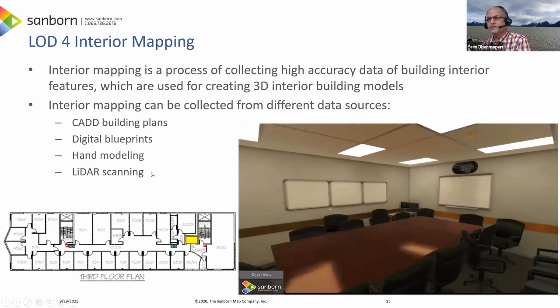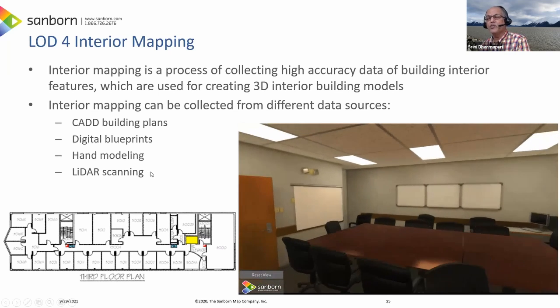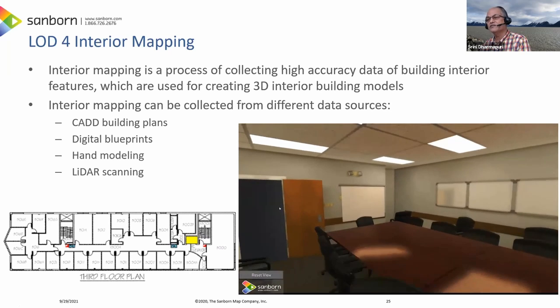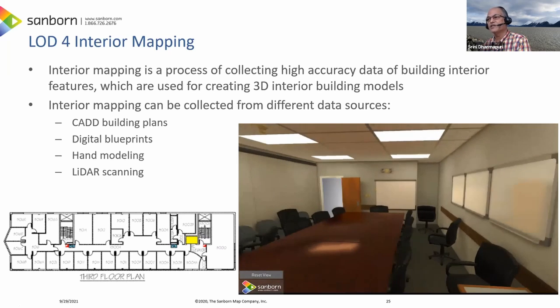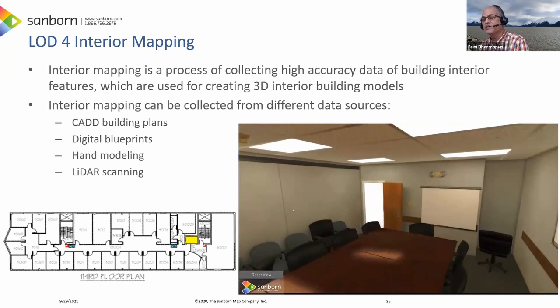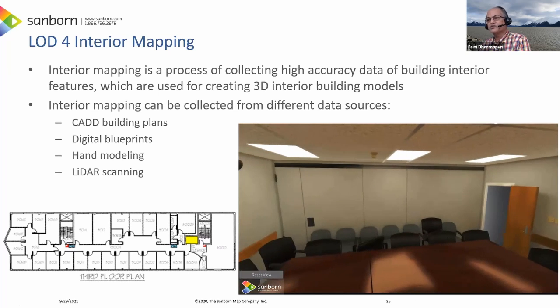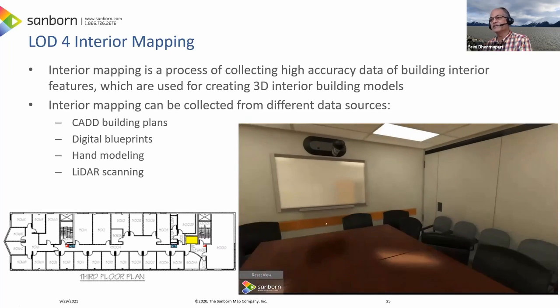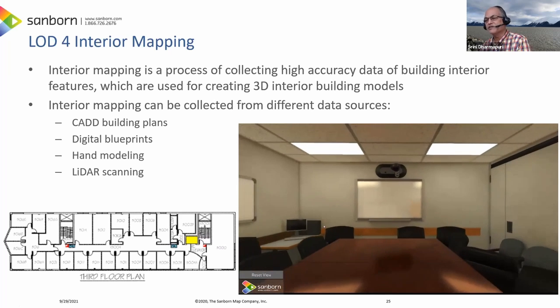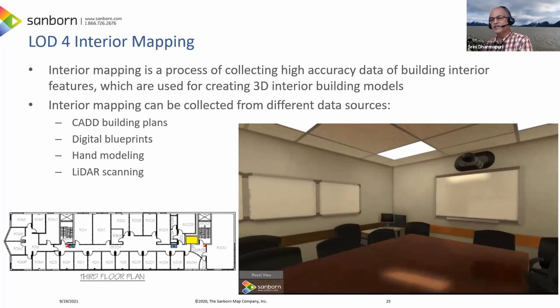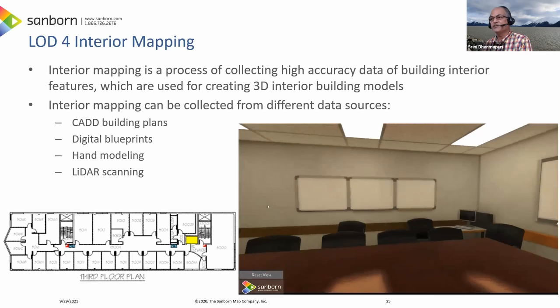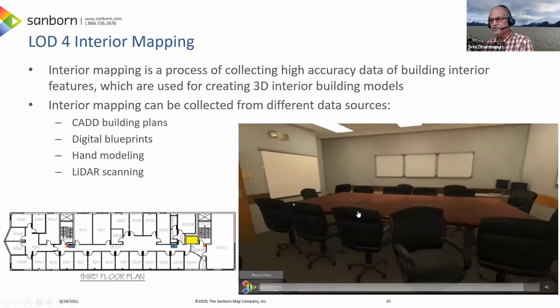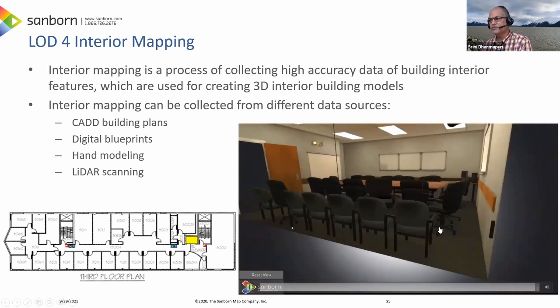LiDAR scanning usually means a tripod-mounted scanner, but we have gone one step further and created our own technology, which we call SPIN. It's autonomous, a robotic-based system. That way it gets inside the building and captures every nook and corner of the building, wherever it has access. Then you take the data, process it, and create the model. So this is for a conference room in a building.